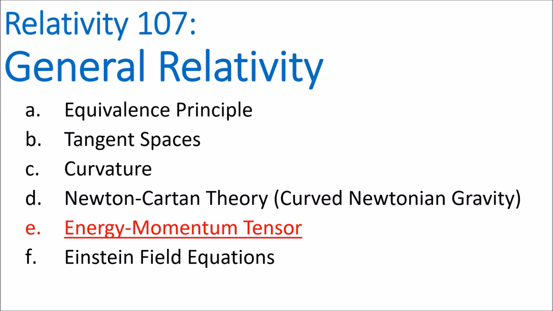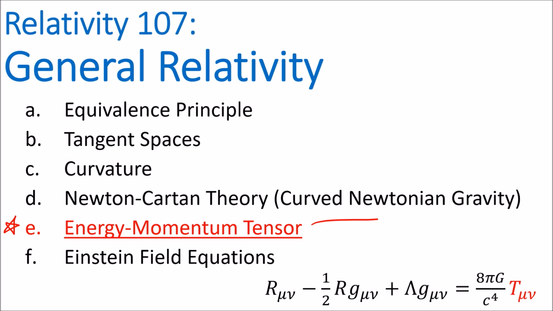In this video, we're going to cover the energy-momentum tensor, which is the main object on the right-hand side of the Einstein field equations, and acts as the source of curvature in space-time.